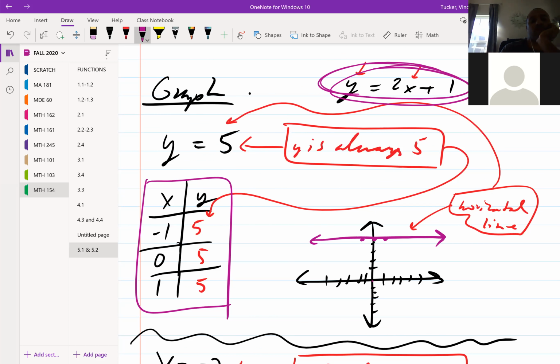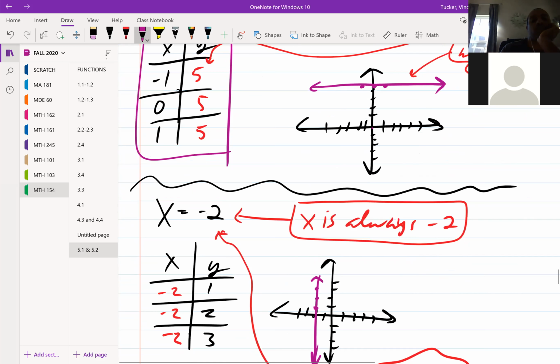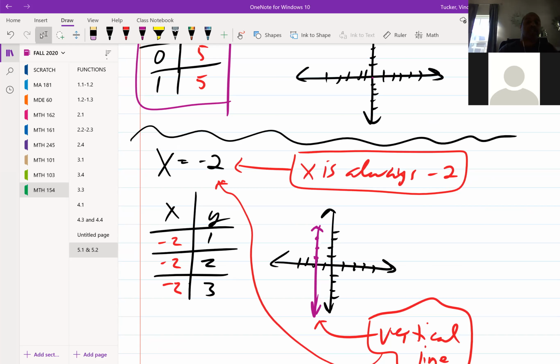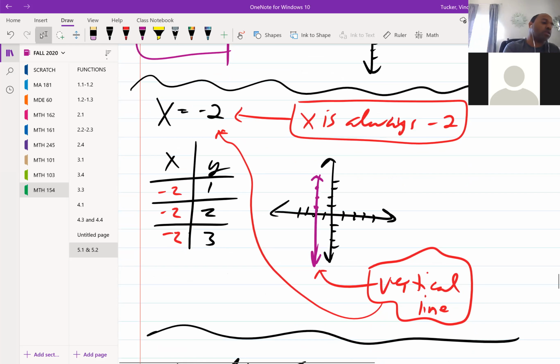All right. A similar situation happens when you have x equal to a number. It says no matter what y is, x will always be negative 2. So let y be equal to anything. I just chose 1, 2, and 3 for y. x is negative 2 all the way down. And when you graph that, you'll get a vertical line at x equal to negative 2.